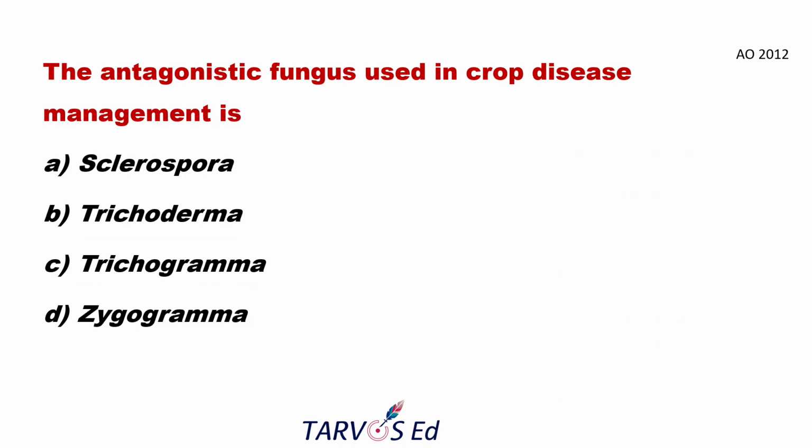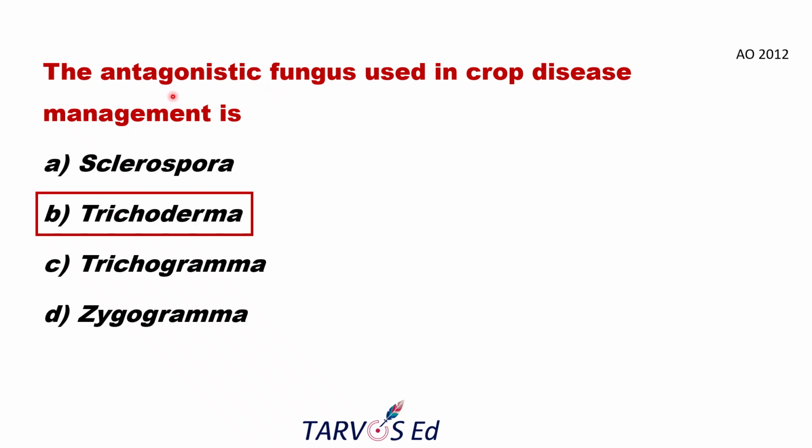The next question is the antagonistic fungus used in crop disease management. Here you must observe that they are asking about the antagonistic fungus in crop disease management. The answer will be Trichoderma, because Trichoderma is a fungus which is used to reduce pathogen incidence. It will fight with the pathogen fungus. A fungus which is targeting a pathogenic fungus is why it is called an antagonistic fungus.